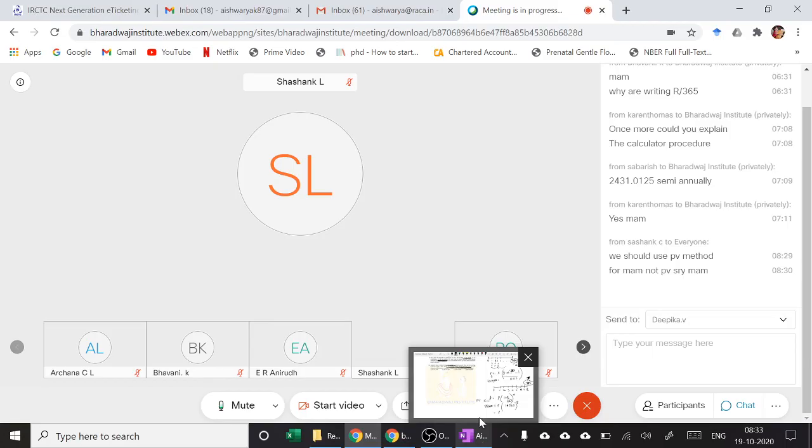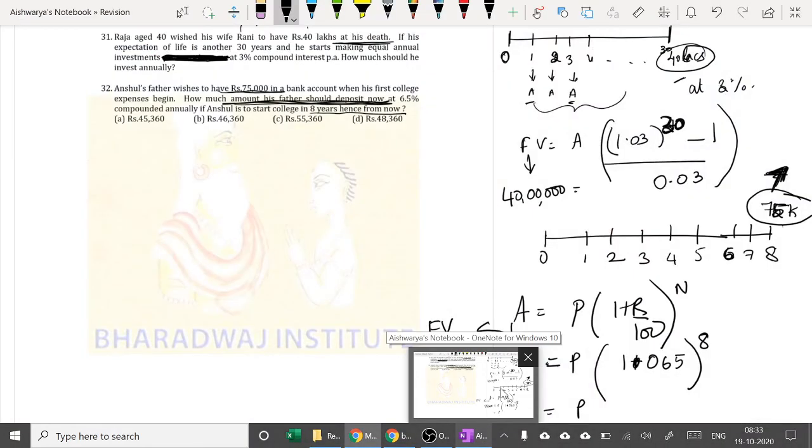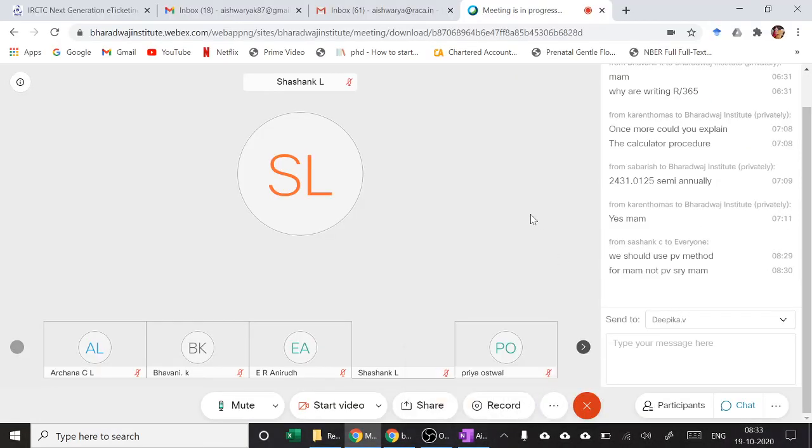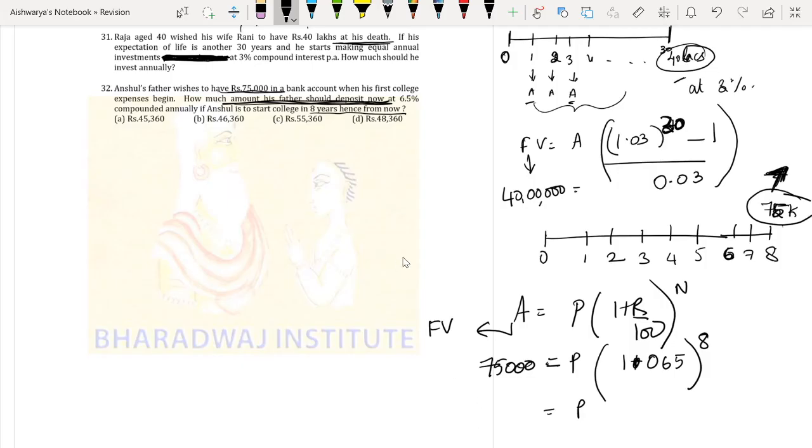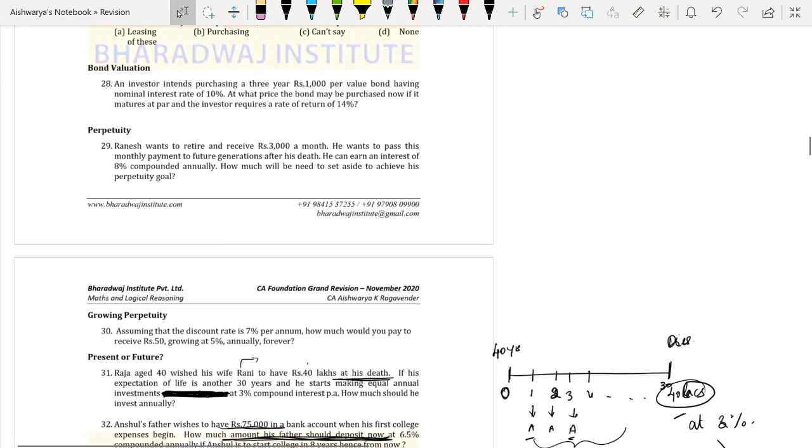Let's not break the flow now because we have a little bit of time. I want to finish the applications. We'll go to perpetuity next and then I will go to the remaining.